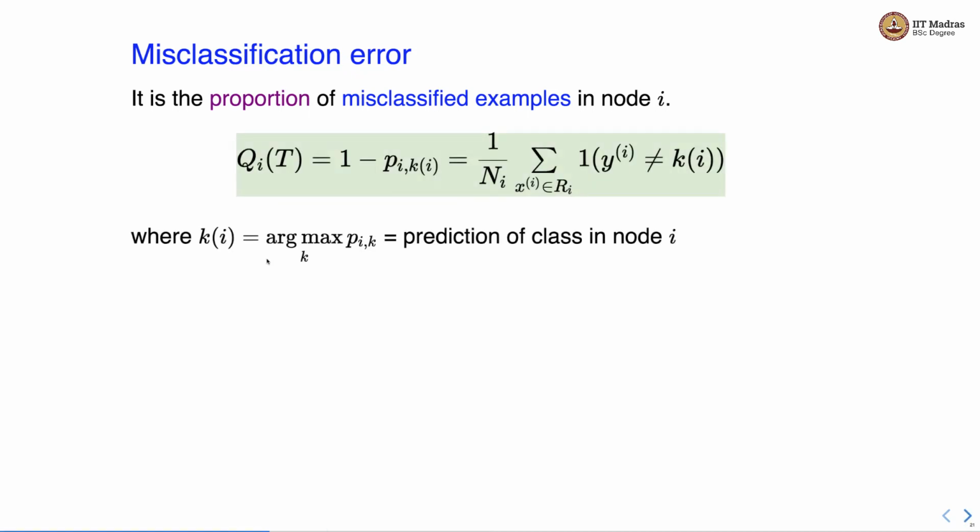The second measure that we use is misclassification error. It is a proportion of misclassified examples in node i. So here, let's say k(i) is the prediction of class in node i. So we choose the class k which has got maximum Pik. That class is assigned to that particular node, and we find out the number of examples that are misclassified by doing 1 minus Pik. So this gives us the proportion of misclassified examples in node i.